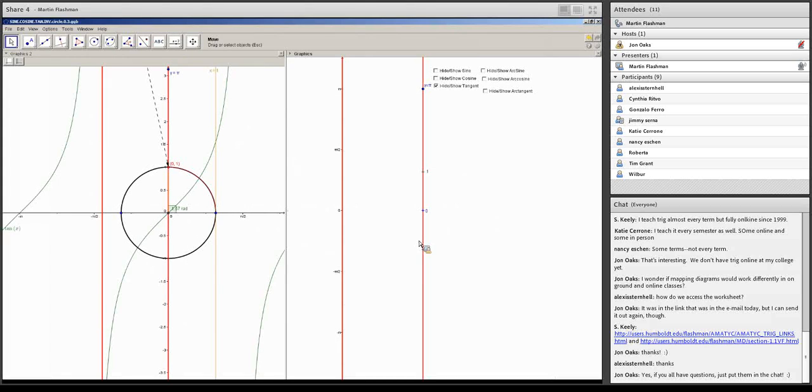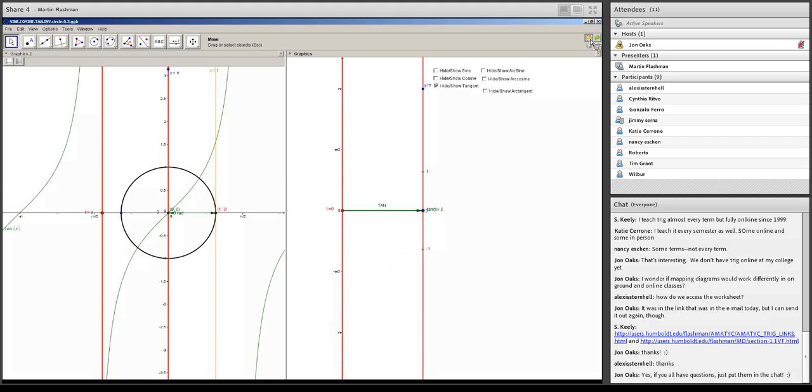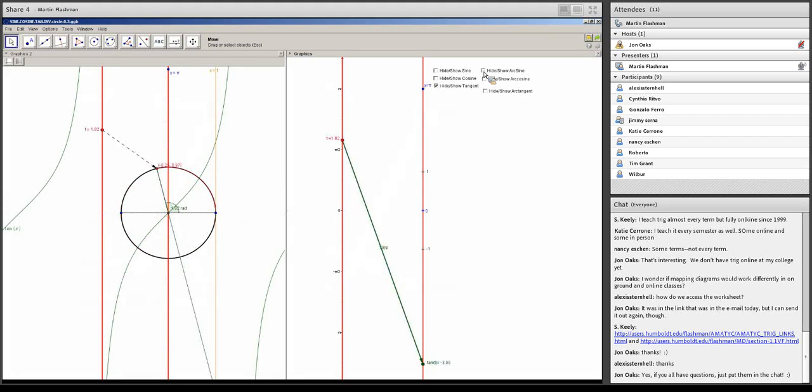So here we are on our mapping diagram again. Let's go back to sine. Just take sine here, okay. So here's sine.